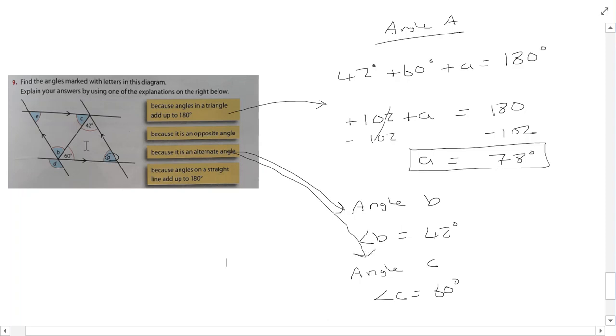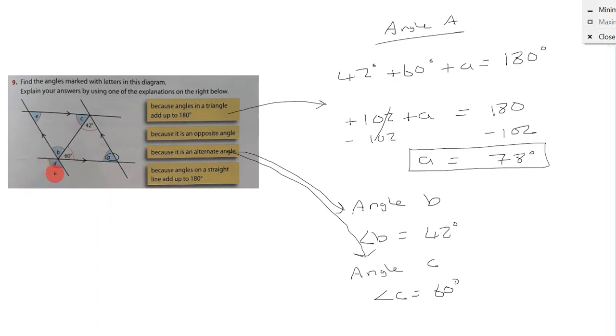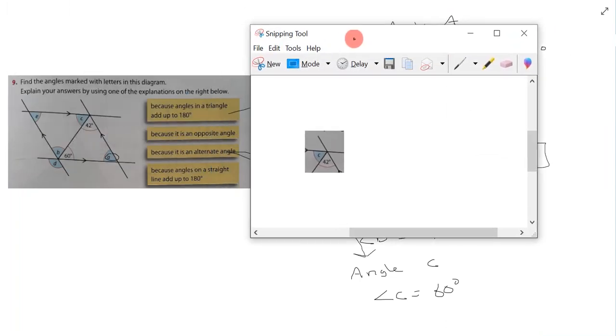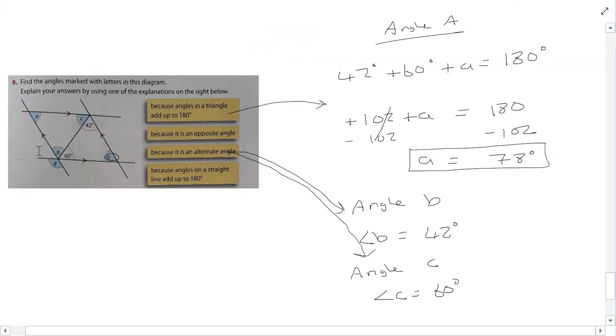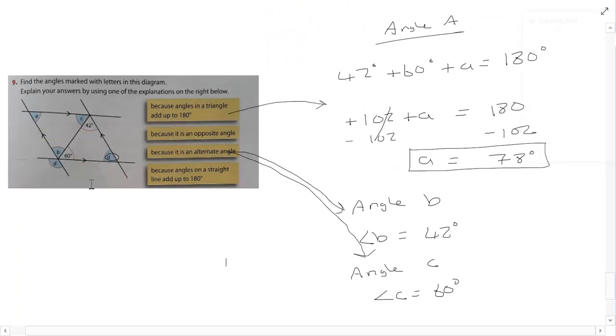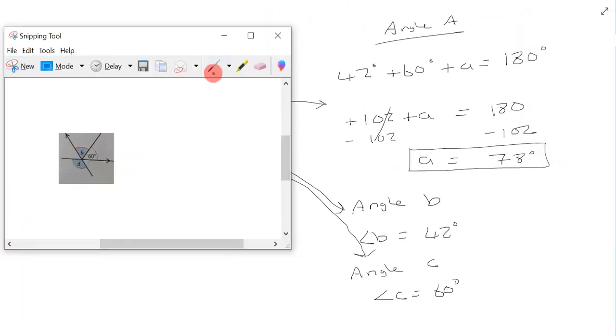Okay, so that's the angle A, that's the angle B, and that's the angle C. Let's then have a look at this arrangement here, and what we want to try and figure out is the angle D. So I'm just going to take a snippet of this so I can work on it. If we have a look at this section here, we can bring it down here and have a look at it.